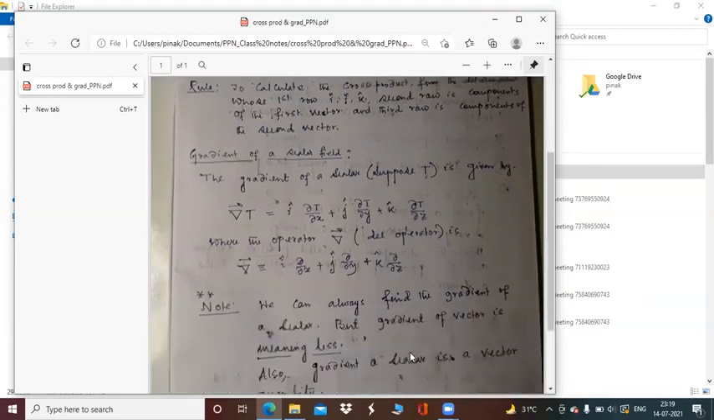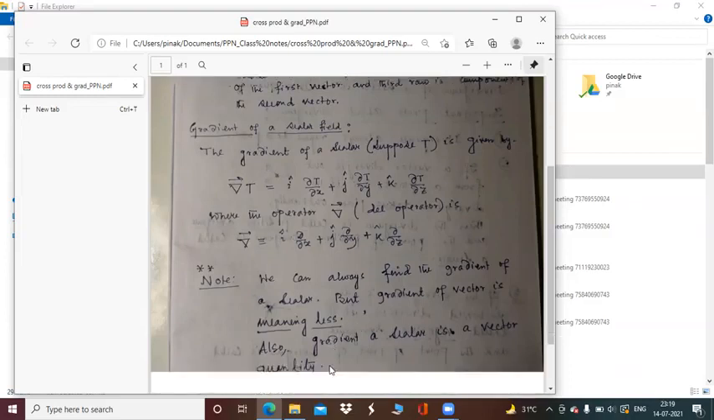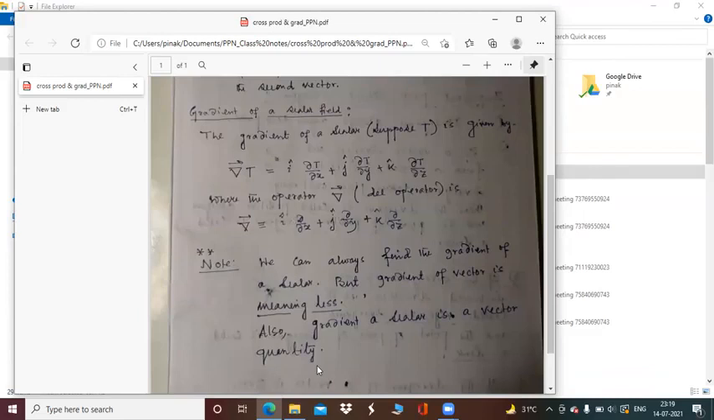Now, you have to note here that we can always find the gradient of a scalar, but gradient of a vector is meaningless. That means here t is a scalar, and always gradient of a scalar is possible, but gradient of a vector quantity is meaningless. Also, gradient of a scalar is a vector quantity. You just see here, this gradient of scalar t is accompanied with this i cap, j cap, and k cap. This means that this gradient of the scalar t is a vector quantity. So gradient of a scalar is a vector quantity.